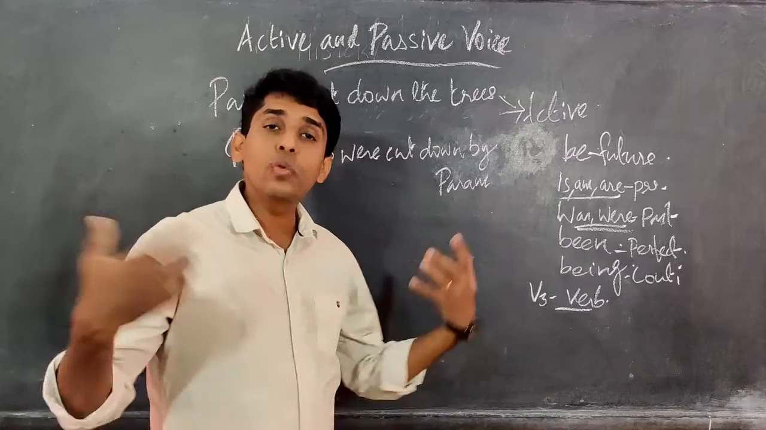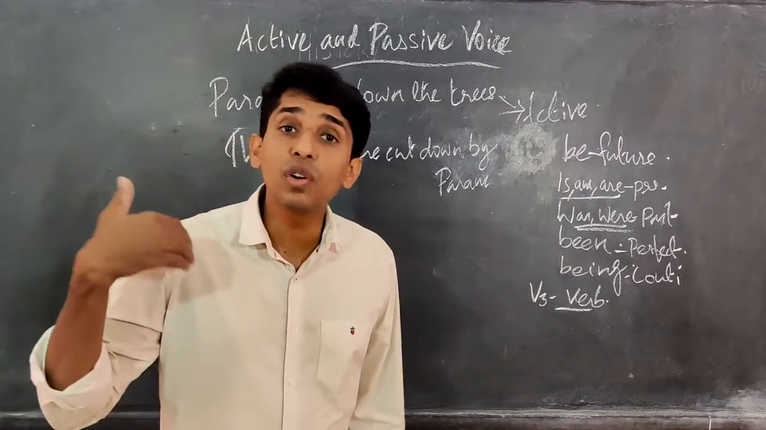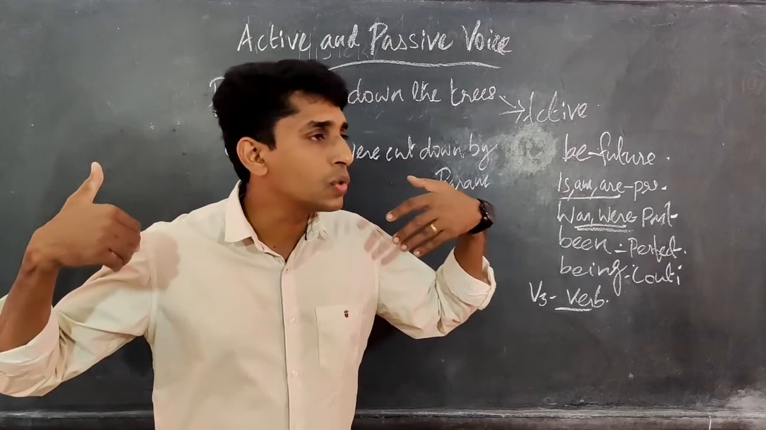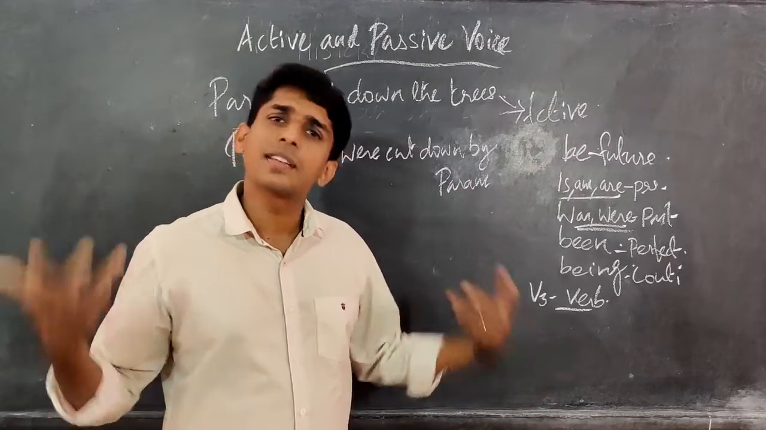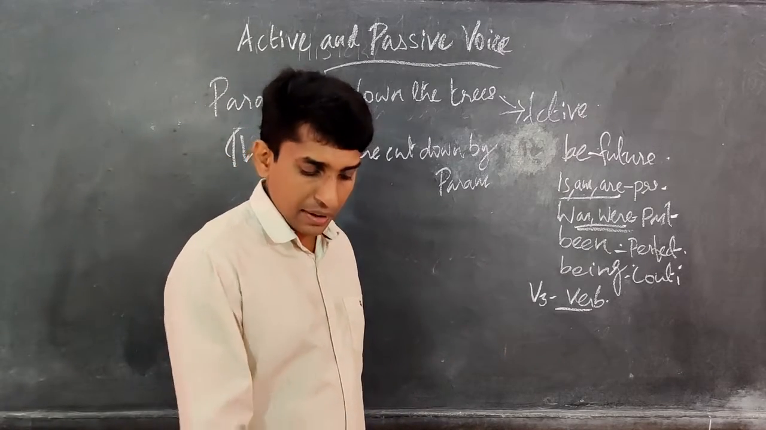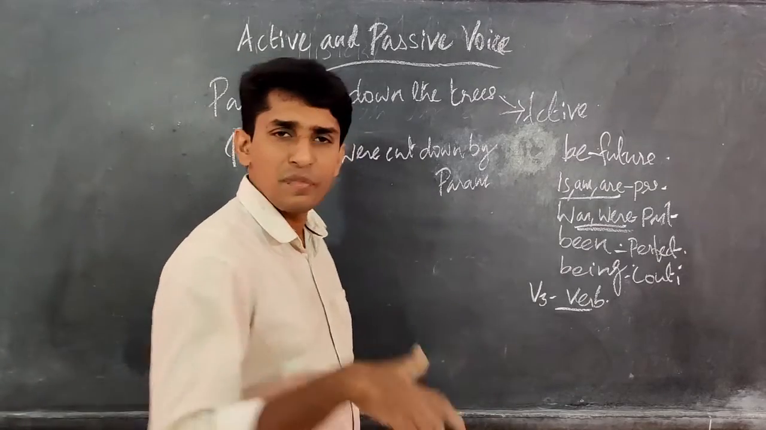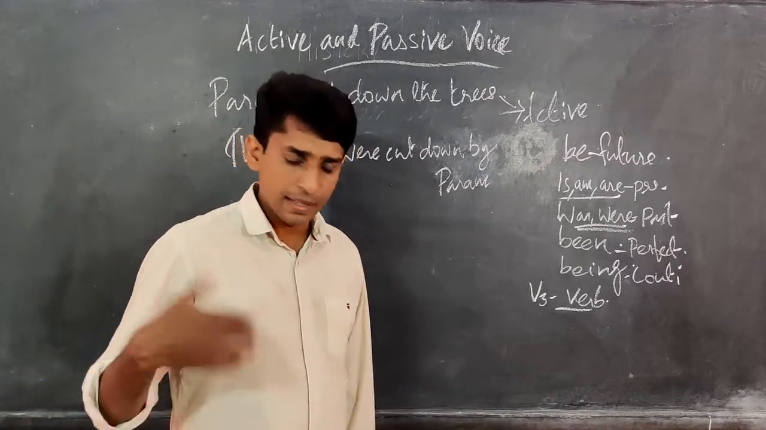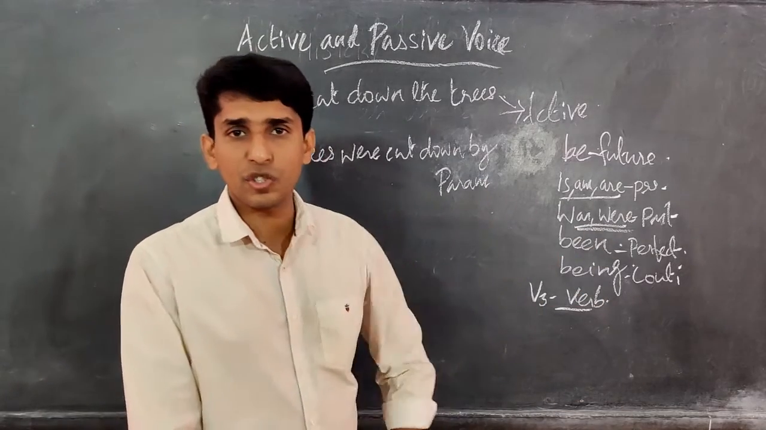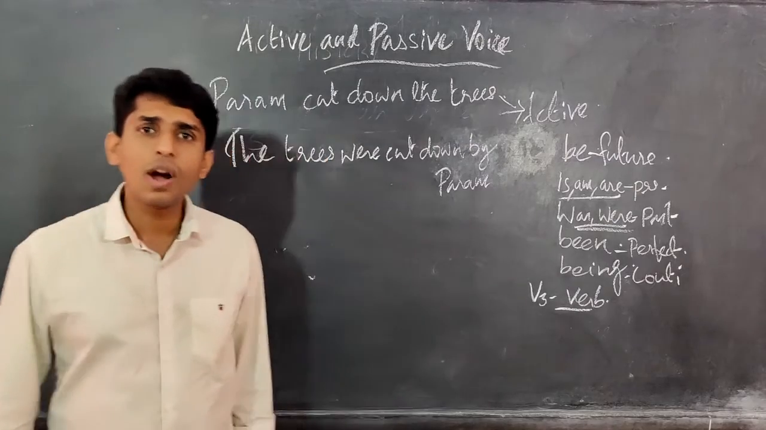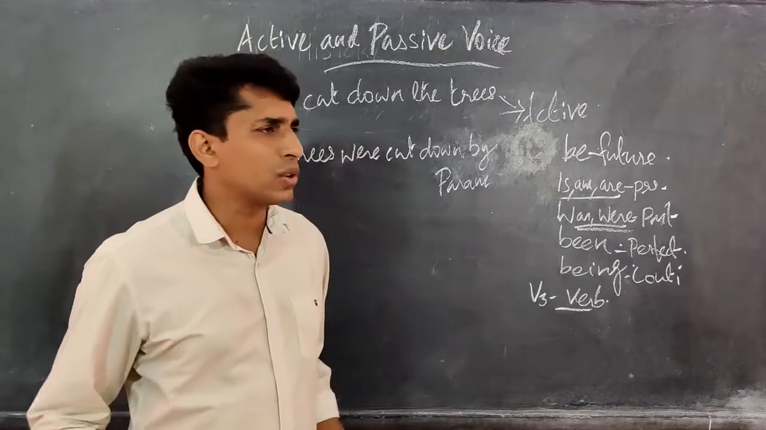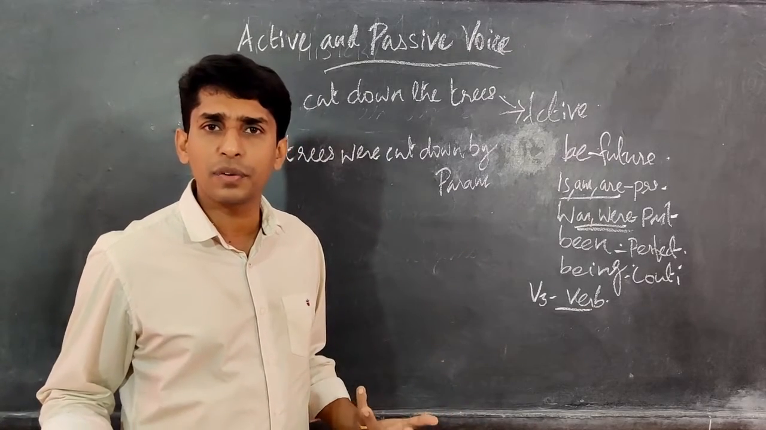Another one, if the doer is unknown, as I told, the windows were broken. Our house was robbed. Someone did it. If the doer is unknown, unimportant or not required, sometimes we may not have to say who the doer is. In such cases, we will use passive voice. The thief was arrested. What voice is this? Passive voice. The doer is unimportant because we know who would have arrested the thief: police.